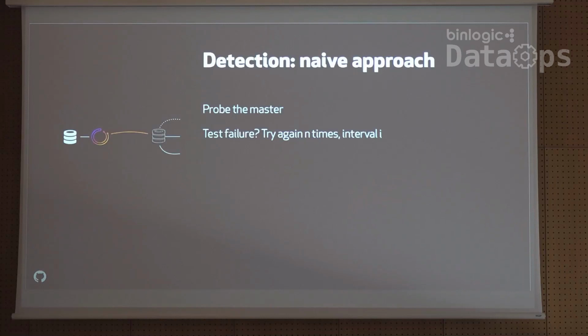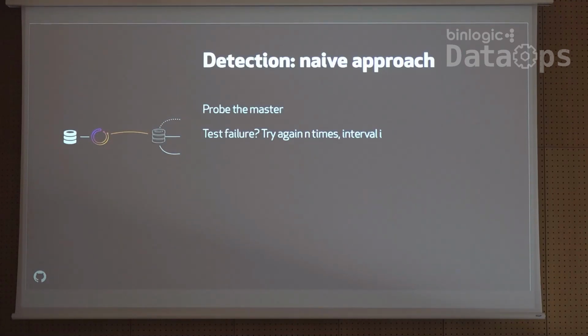Is the master dead? You do a select one, you get an error. Is the master dead? Yes or no? Maybe. So maybe. How can you change your maybe opinion into something more substantial? Check again. That's what the naive approach does. It says, okay, well, maybe there was a network glitch, a hiccup, right? Maybe the monitoring server was isolated. It's something, let's try again.